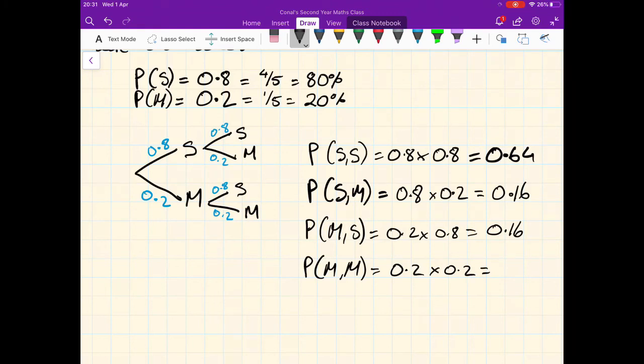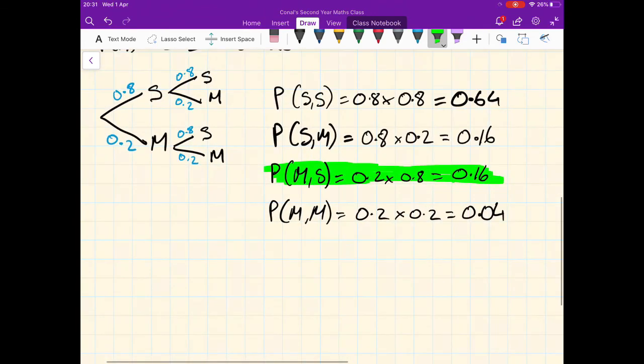And then we have the probability that he misses and then misses again. So that's 0.2 multiplied by 0.2, which gives 0.04. So the probability that he misses his first and scores his second is this one here. So he misses and then scores, so that's 0.16.